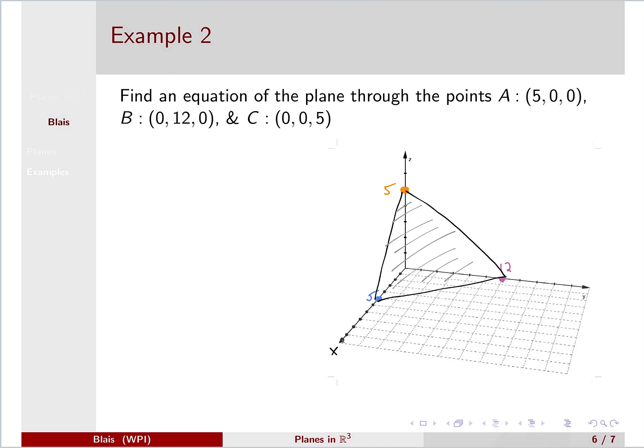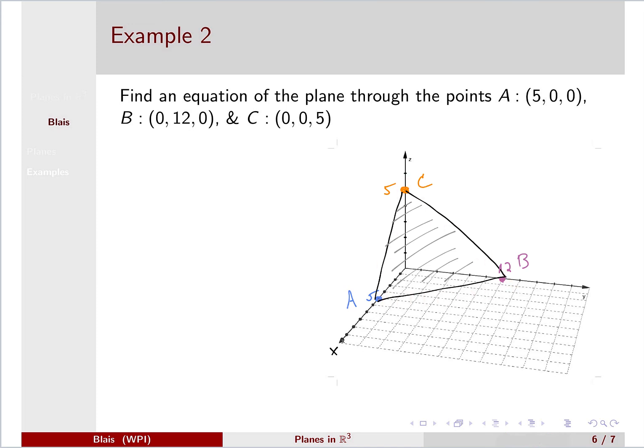So to find an equation for this plane, we need to build some materials. Recall, in order to get the equation for a plane, we need a point on the plane and a vector perpendicular to the plane. We have 3 points on the plane, so that part's fine. But we need a normal vector. And one way we can do that is by building a normal vector from these 3 points.